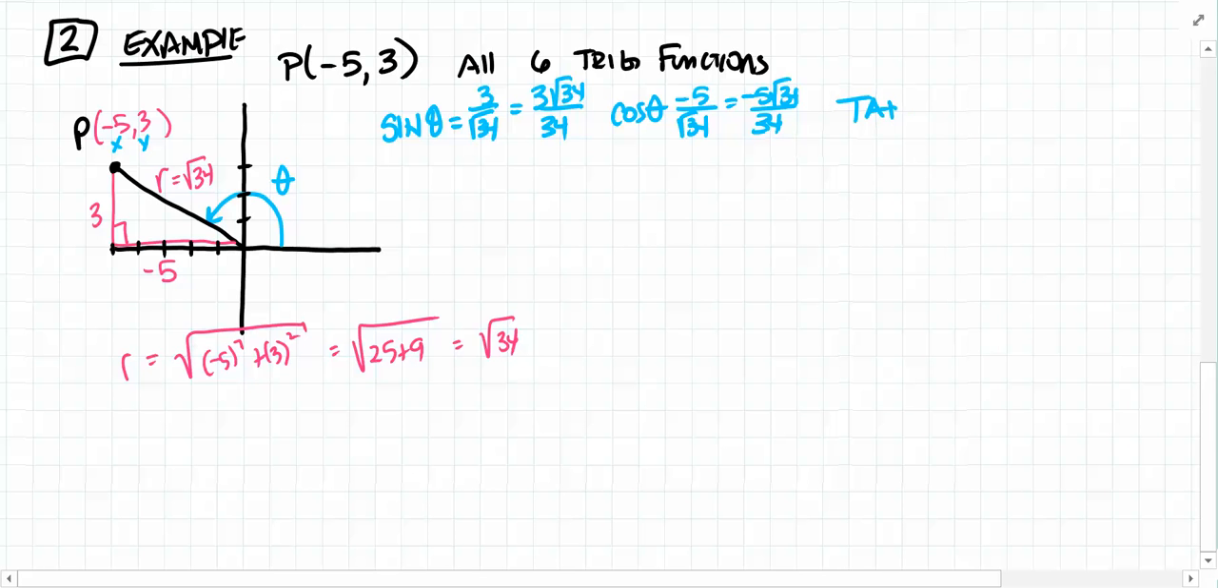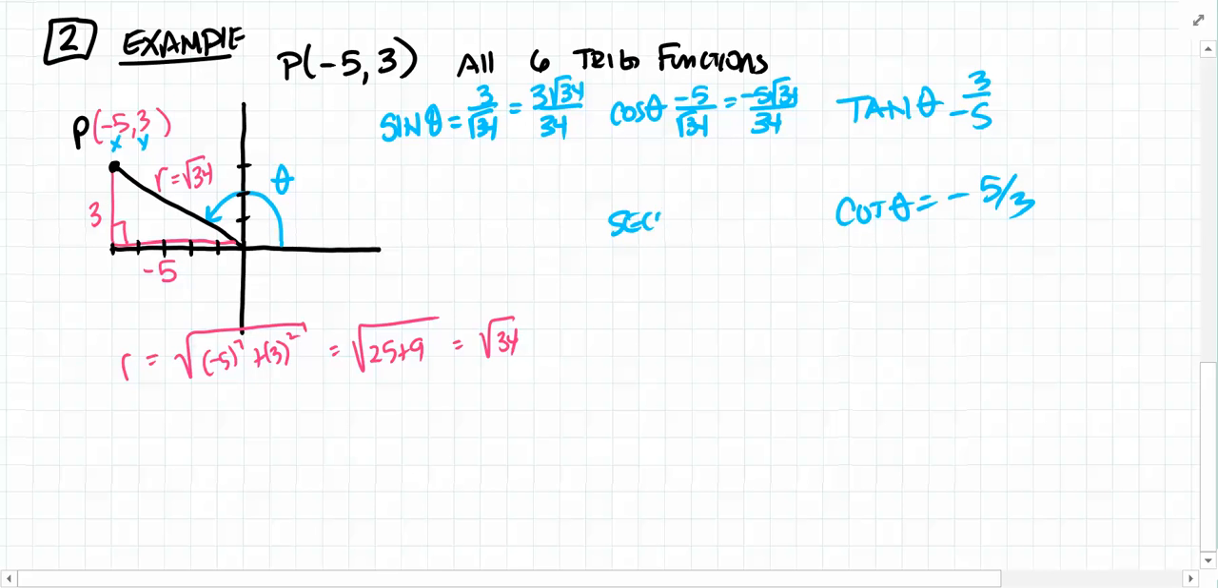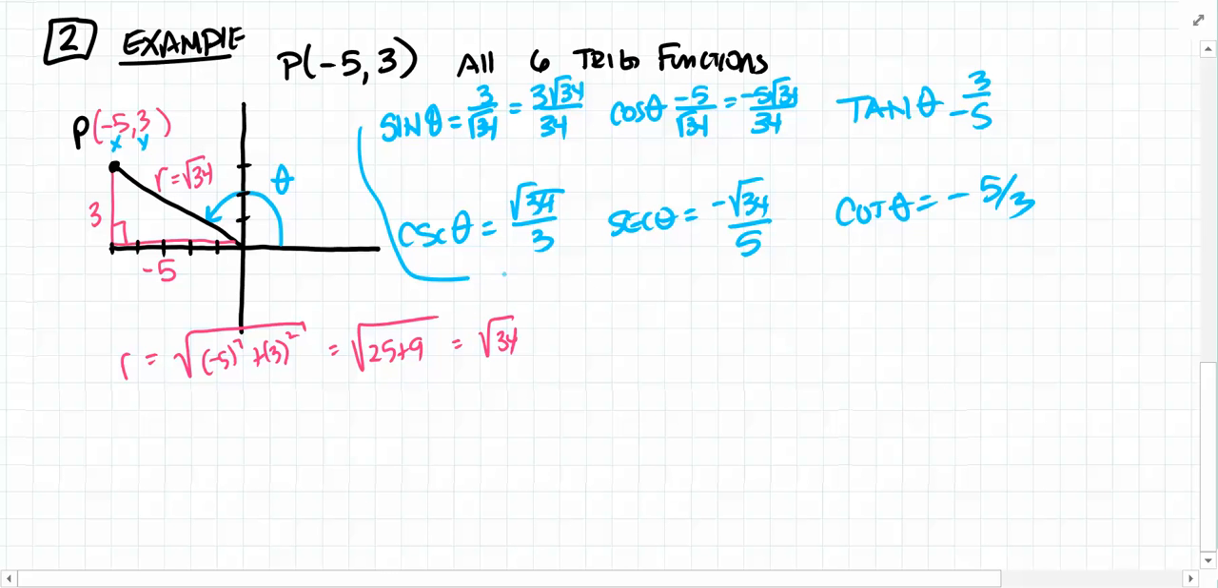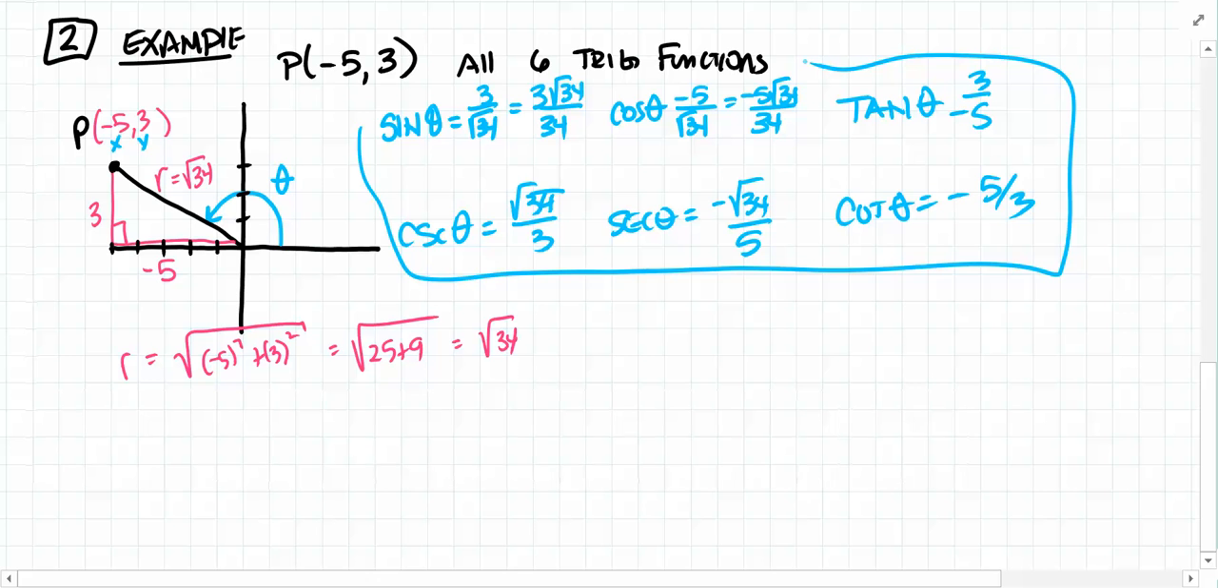Okay, let's do the tangent of my angle theta. What would it be? It's defined as y over x, right? So that would just be what? Yeah, 3 over -5 or -3/5, right? Okay, now I can find the cotangent of theta. It's just what? -5/3. I can find the secant of theta. It's just what? Negative rad 34 over 5. Yep. And then I can find the cosecant of theta. It would be what? Rad 34 over 3. And I have found all 6 of my trig functions for the given point and a given theta.